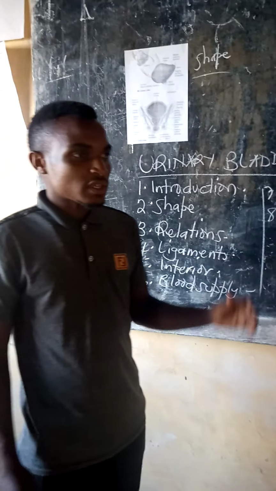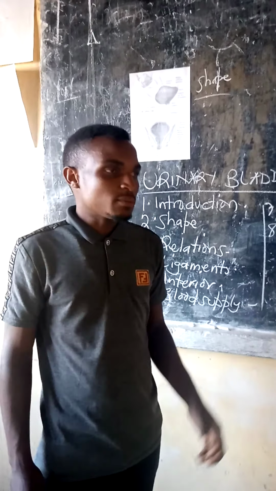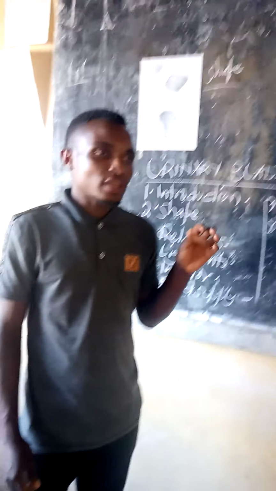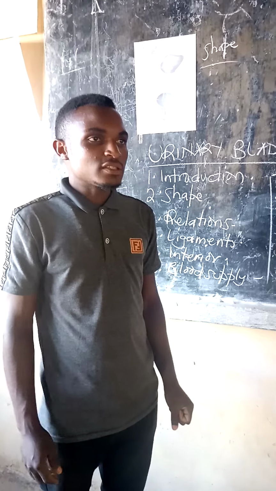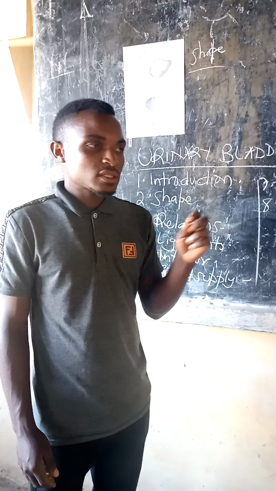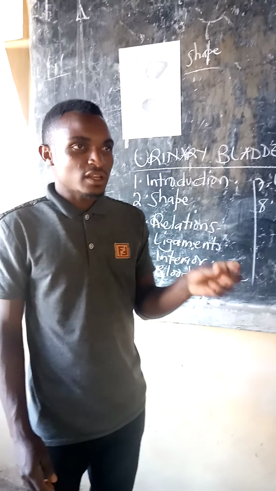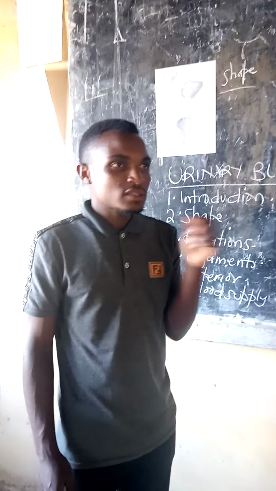Then in adults, an empty bladder is a pelvic organ, and it is found in the most anterior compartment of the lesser pelvis, behind the symphysis pubis.